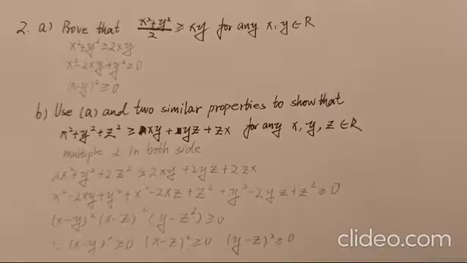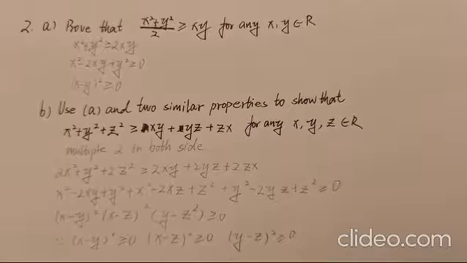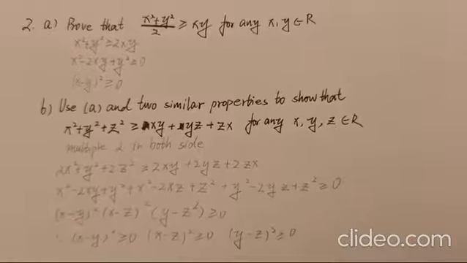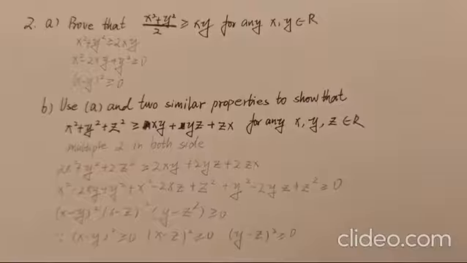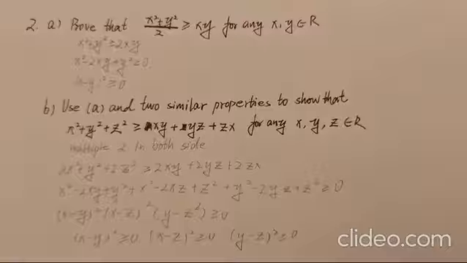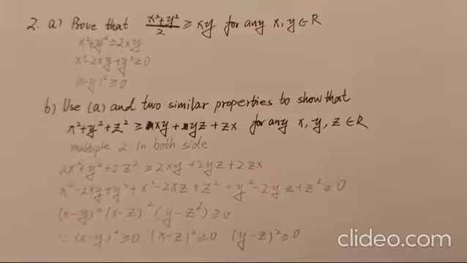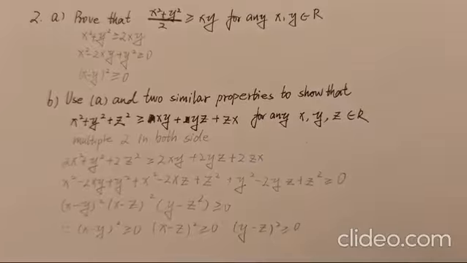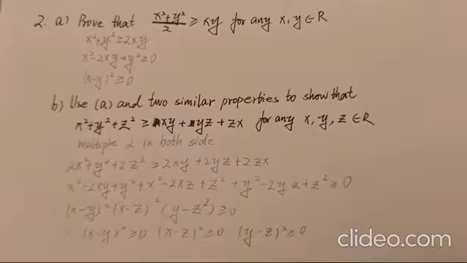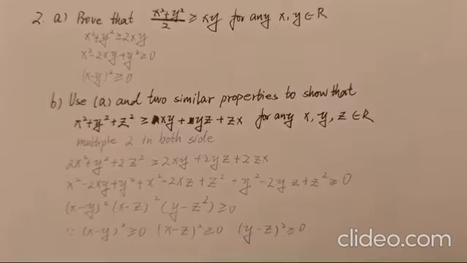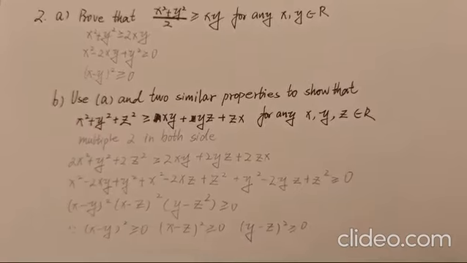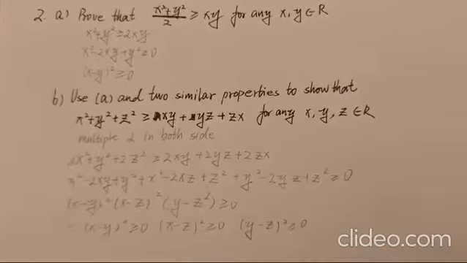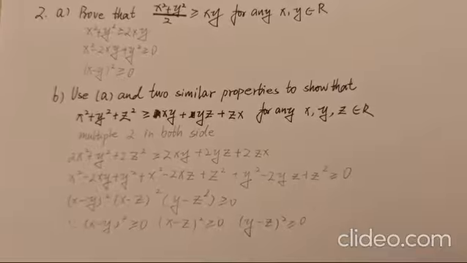On the second question, question A, we need to prove that x squared plus y squared, divided by 2, is greater than or equal to x times y, for any x and y that are real numbers. So we can multiply 2 on both sides of the formula, and we get x squared plus y squared is greater than or equal to x times y times 2. So we can subtract 2 times x times y on both sides, and we get x squared minus 2 times x times y plus y squared is greater than or equal to 0.